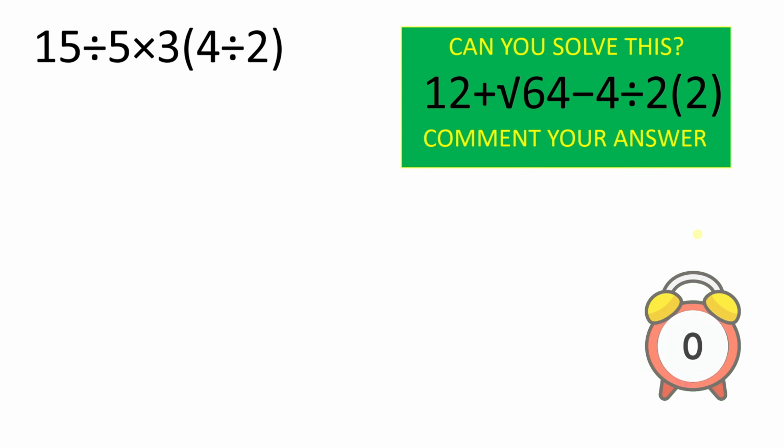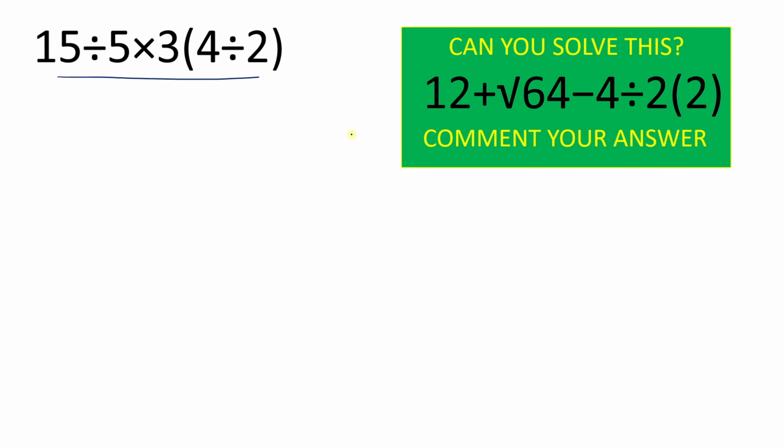Okay, time's up. We have our math problem: 15 divided by 5 times 3 (4 divided by 2). So we will use the order of operations, PEMDAS, and we have this parenthesis part first. P stands for parenthesis, and we can see 4 divided by 2. This will give the result 2. So we will write 15 divided by 5 times 3 times 2.